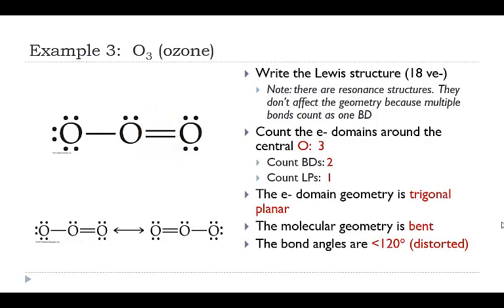The electron domain geometry is trigonal planar. The molecular geometry, counting only the atoms, is bent. And the bond angles are less than 120 degrees. It's distorted because the lone pair is taking up more space.